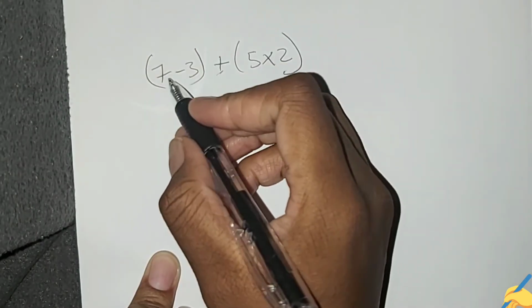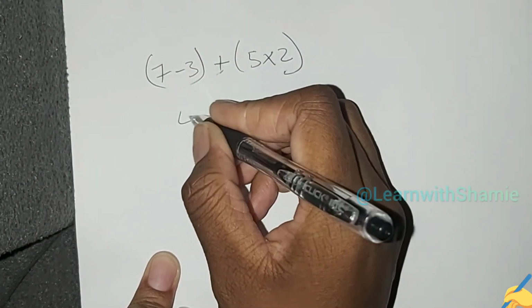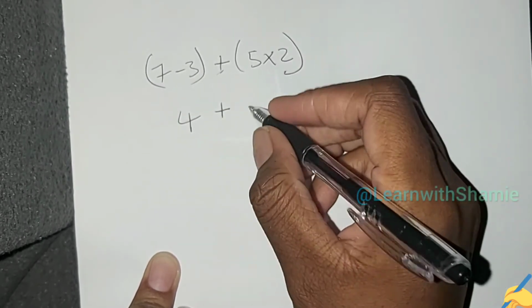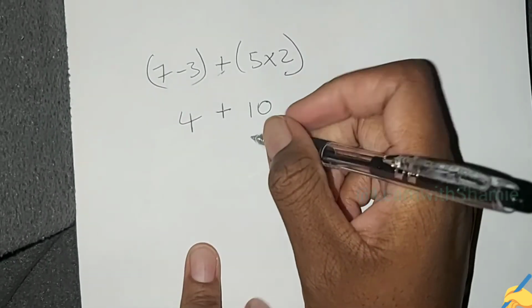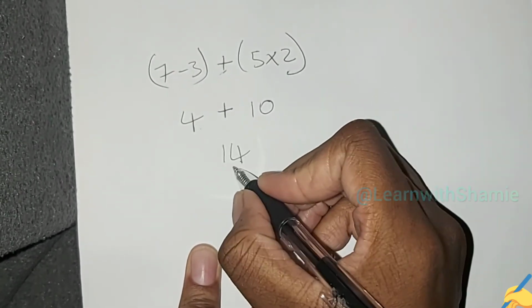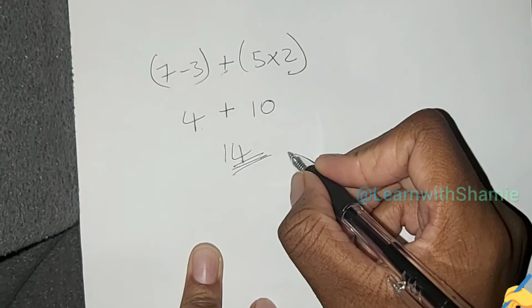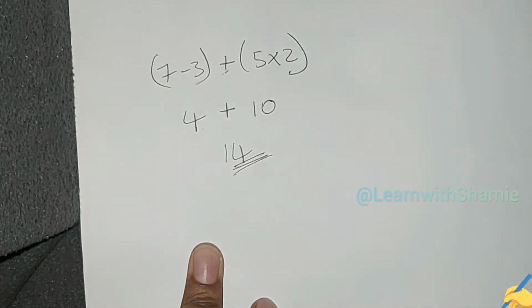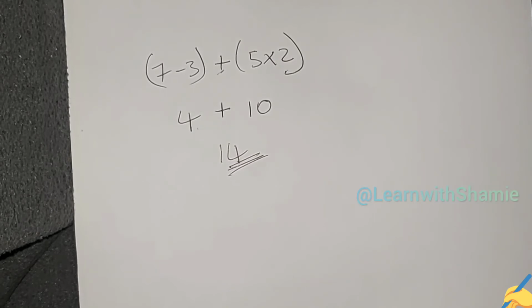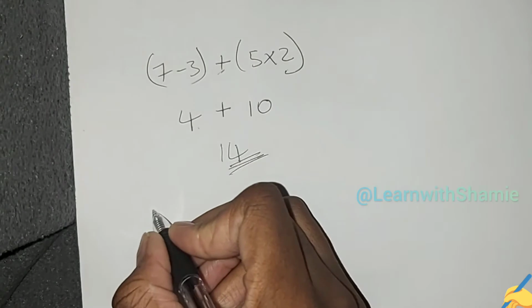So let's simplify. 7 minus 3 is equal to 4. Then you put back your plus, and 5 times 2 is 10. So 4 plus 10 is equal to 14. Here we have 14 as our final answer. Now that you know you always do parentheses first, let's move on to the second rule, which is exponent.